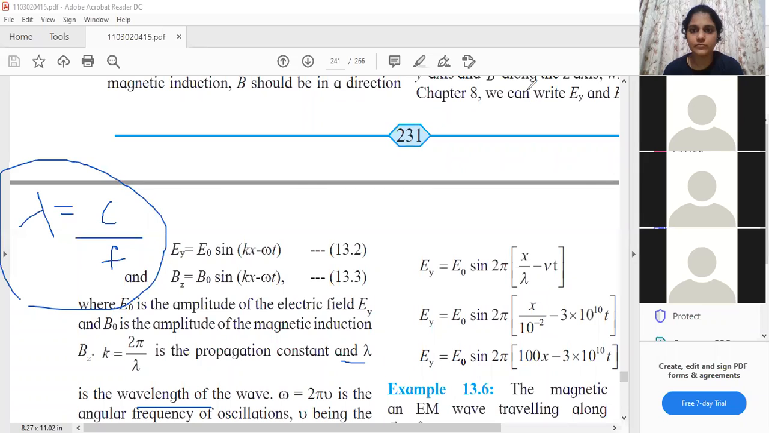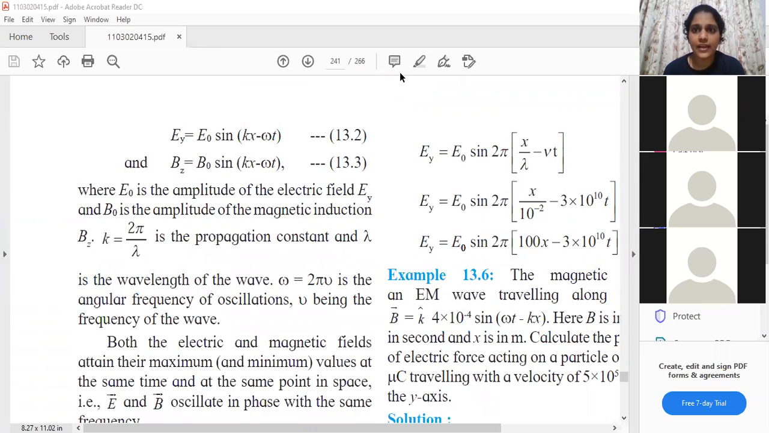Okay, fine. So let us read what is written ahead. Lambda is the wavelength. What is omega? Omega is nothing but the angular frequency of oscillations. Omega is the angular frequency. It is usually written as 2 pi f, where f stands for frequency.